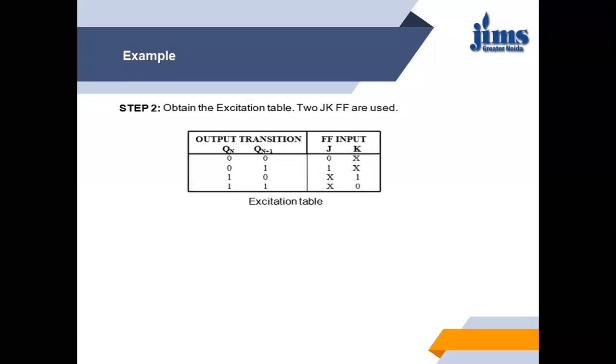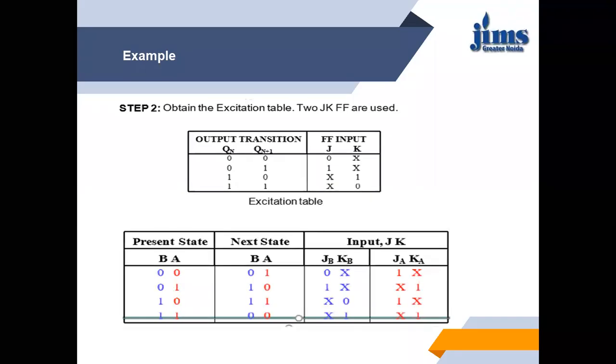Now in the next step, here is your present state, next state table. With present state 0, 0, the next state is 0, 1. Present state 0, 1, the next state is 1, 0, that is 2. Present state is 1, 0, the next state is 1, 1, that is 3. Present state is 1, 1, the next state is 0, 0, that is 0. So we have used two flip-flops named A and B. A is your LSB, B is your MSB.